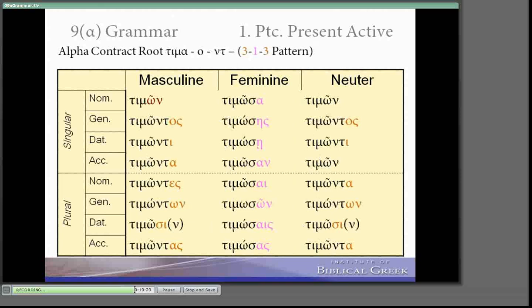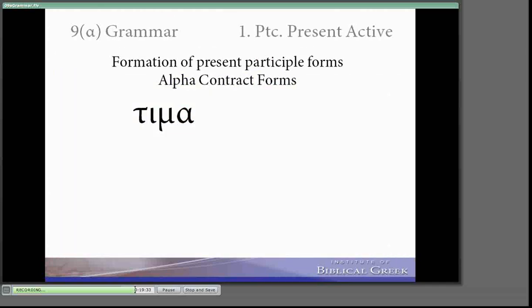Now onto the alpha contract root. We're going to use tima, honor, as our root. In the masculine nominative form, we see the same pattern as in the epsilon contract. The omega, as it walked right over epsilon, will also walk right over alpha in these alpha contracts. So the masculine nominative singular of this alpha contract verb is timon.